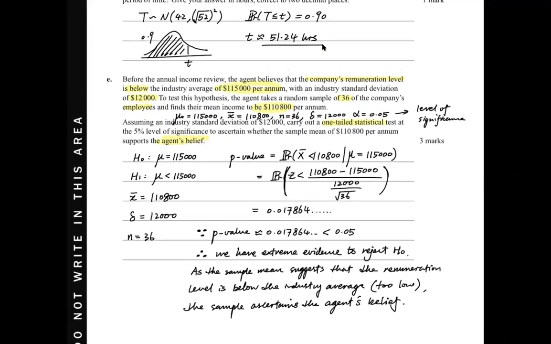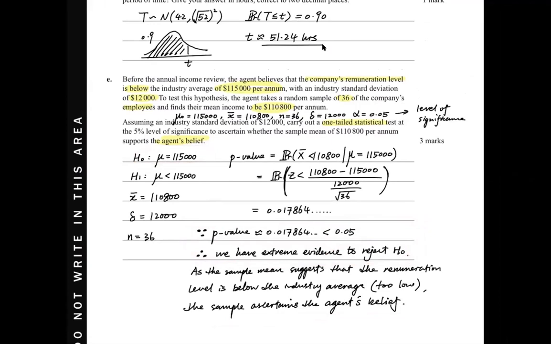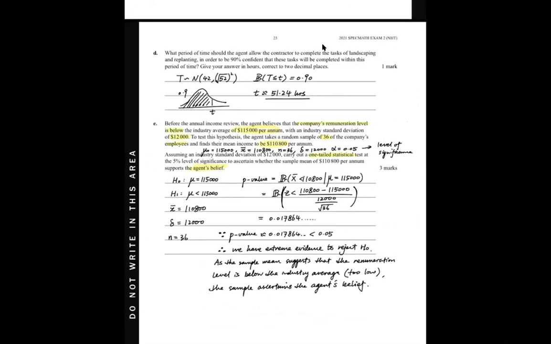To gain full marks for this question, you have to really nail the detail of the requirements, okay? Answer the question: does it support the belief or not? Not just explaining that the p-value is less than 0.05, or simply stating to reject H0. If you stop at that point, you are not fully answering the question, okay? So that's it for the immediately past 2021 Northern Hemisphere timetable, Specialist Math Exam 2.